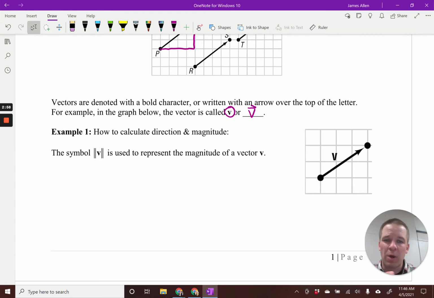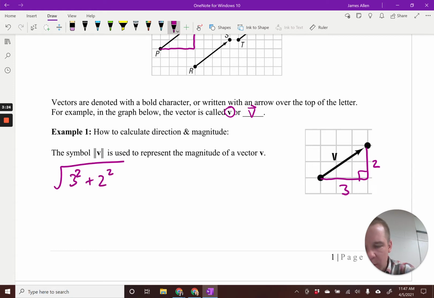So if I want to find my magnitude here, we're really thinking about it as almost getting the length of this right here. Well, how can we do that? What if I were to create essentially a right triangle here? I went over 3 and I went up 2. This looks like our old friend, the Pythagorean theorem. So we would do 3 squared plus 2 squared in the square root. That would give me my magnitude of v. So 9 plus 4 is 13, so the square root of 13 would be my magnitude here.